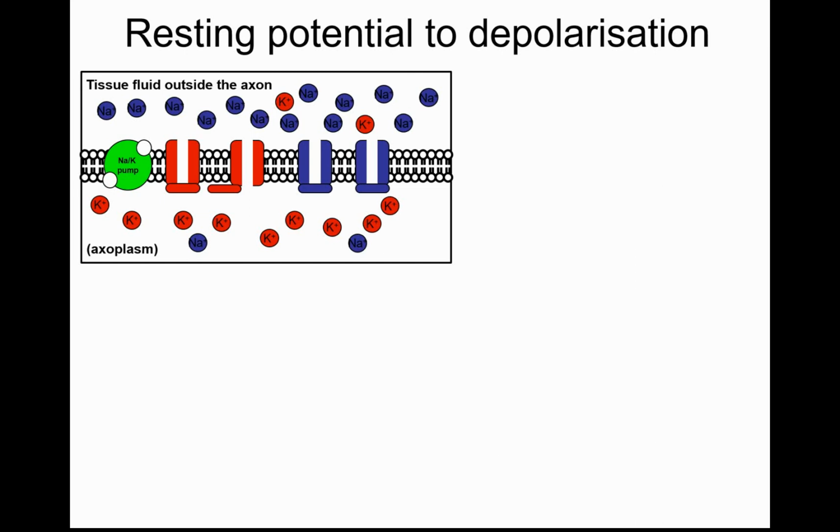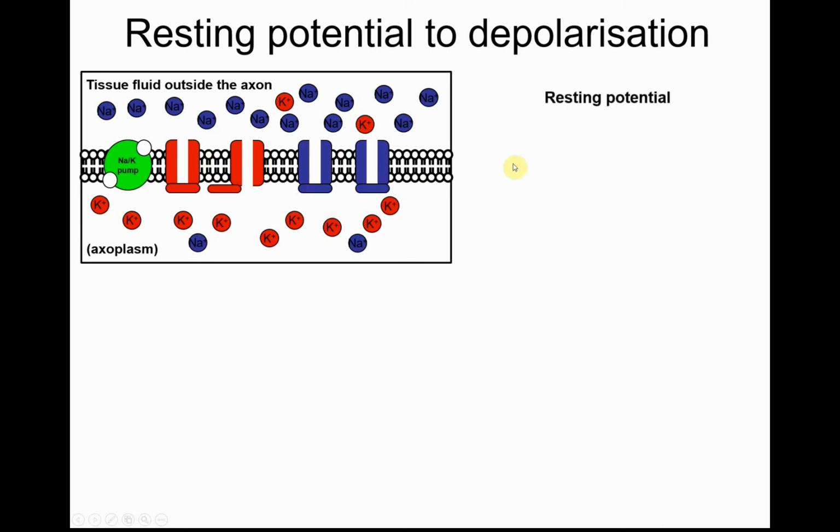I've ignored all the negatively charged structures like chloride ions and proteins, things like that. We're just looking at the positive ions. So here is our axon membrane. Here's our tissue fluid surrounding the axon. Here's the axoplasm. Here's the plasma membrane or cell surface membrane of the axon. These are our sodium gated channels, these are our potassium gated channels, and here's our sodium potassium pump.